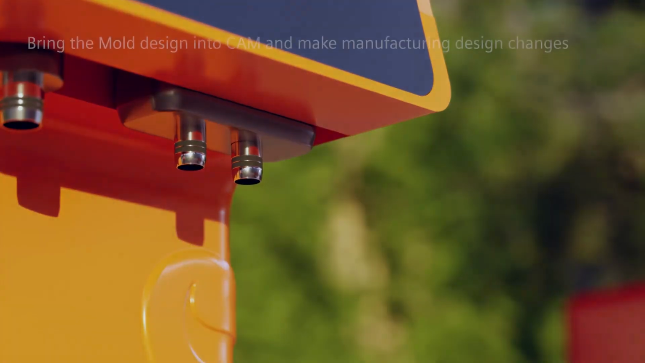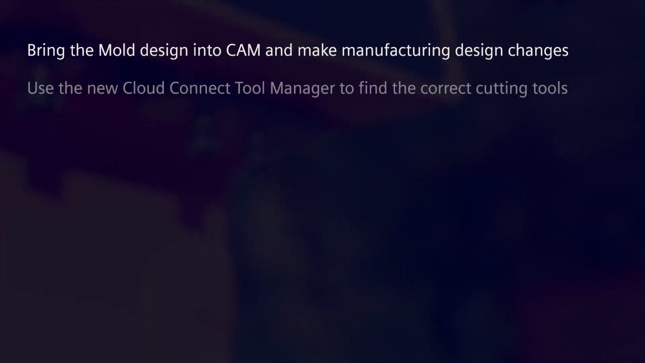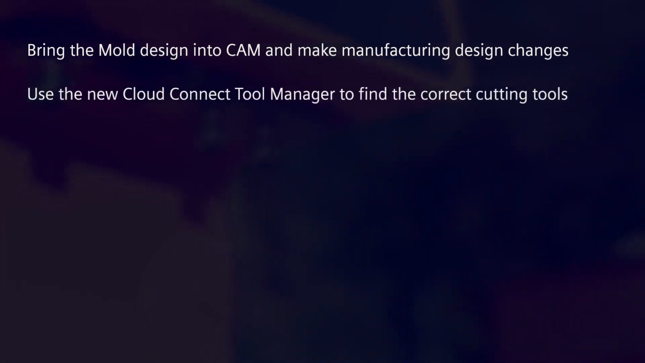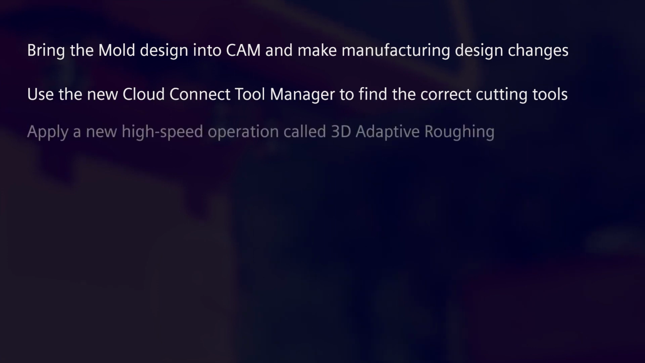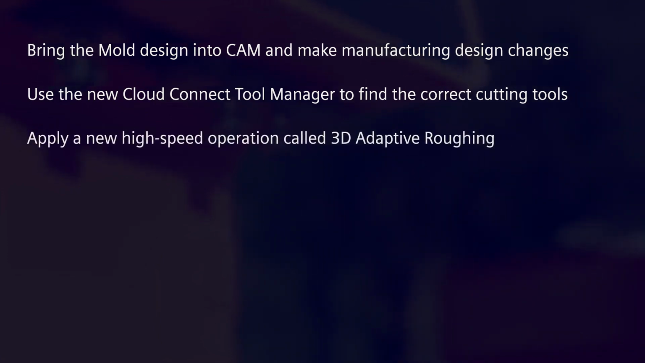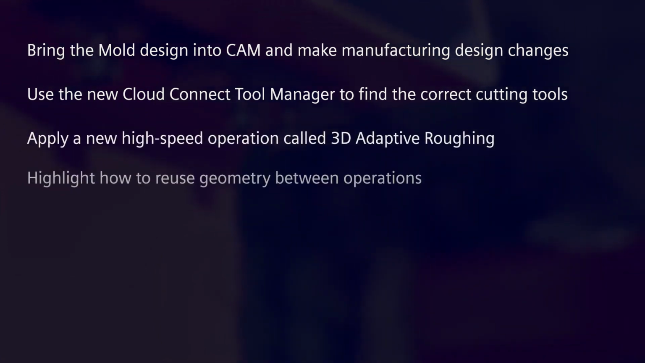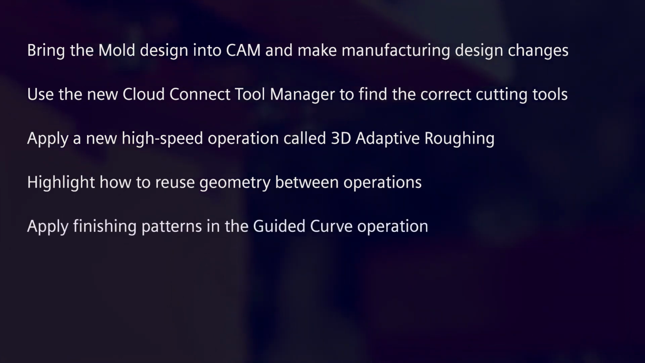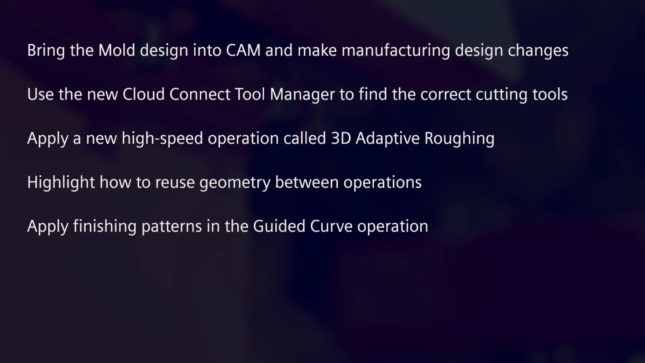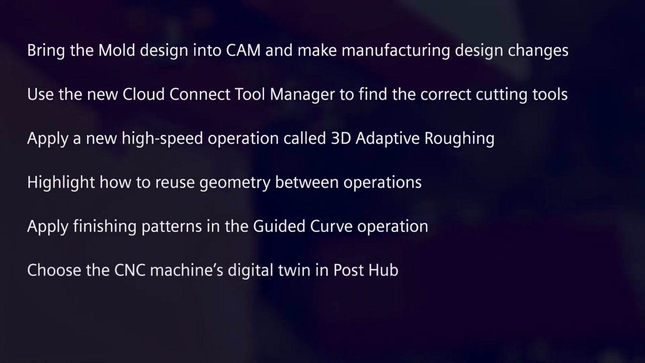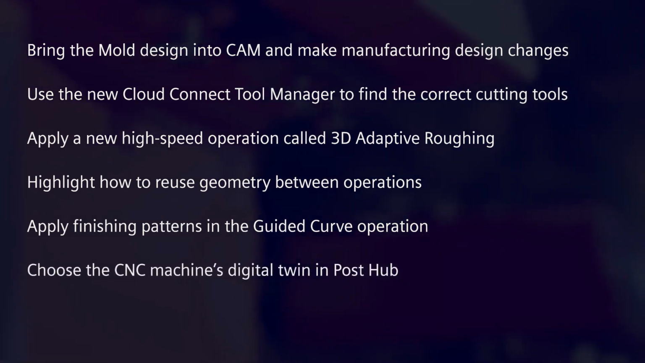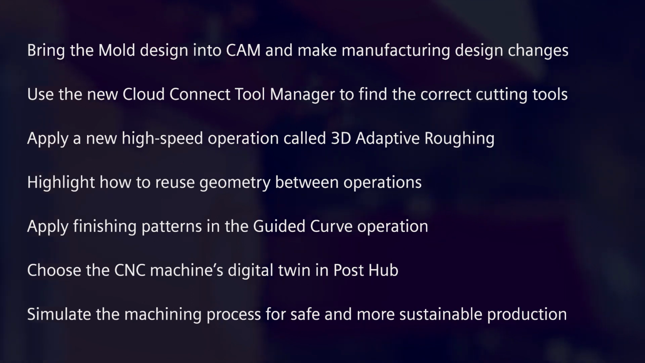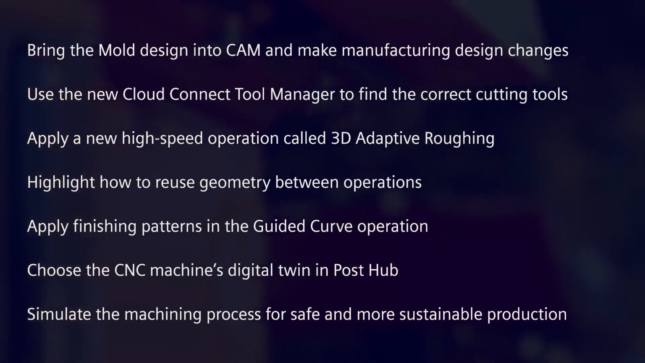Here's what we'll do. Bring the mold design into CAM and make manufacturing design changes. Use the new Cloud Connect tool manager to find the correct cutting tools. Apply a new high-speed operation called 3D adaptive roughing. Highlight how to reuse geometry between operations. Apply finishing patterns in the guided curve operation. Choose the CNC machine's digital twin in PostHub. And simulate the machining process for safe and more sustainable production.